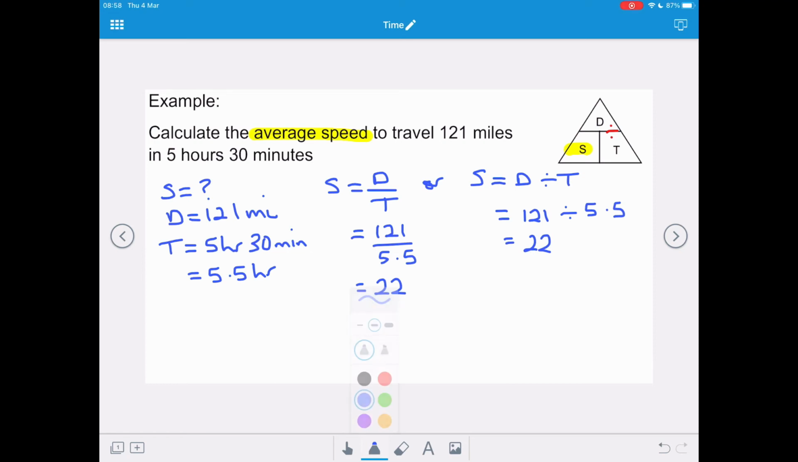and then we need to choose the correct unit. So this time we have miles and hours, so it's miles per hour because we're dividing miles by hours, and we write that as mph. So our average speed is 22 miles per hour.